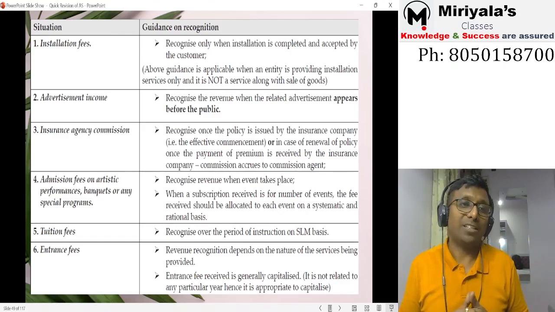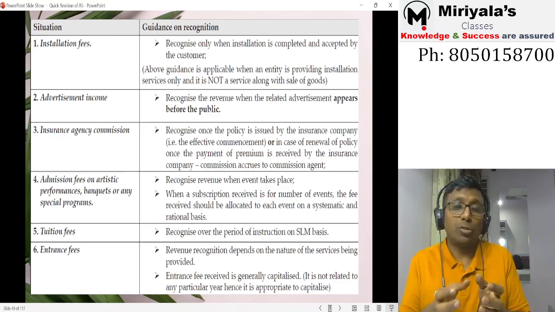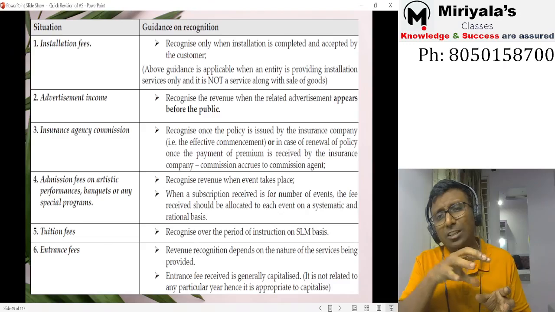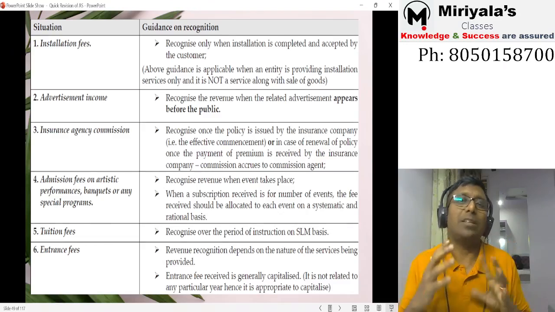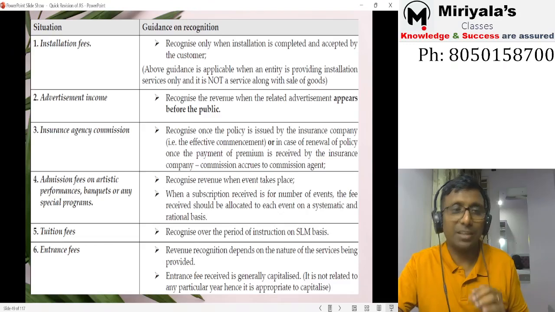Admission fees for artistic performance and all. Generally, it will happen in the straight line method. Suppose I am playing something: one is for half an hour, another for 1 hour, next one is for half an hour. Then time proportion basis. Again, it depends upon the cost involved. It depends upon many things, which makes sense in the given circumstance. In that proportion, you can recognize it.